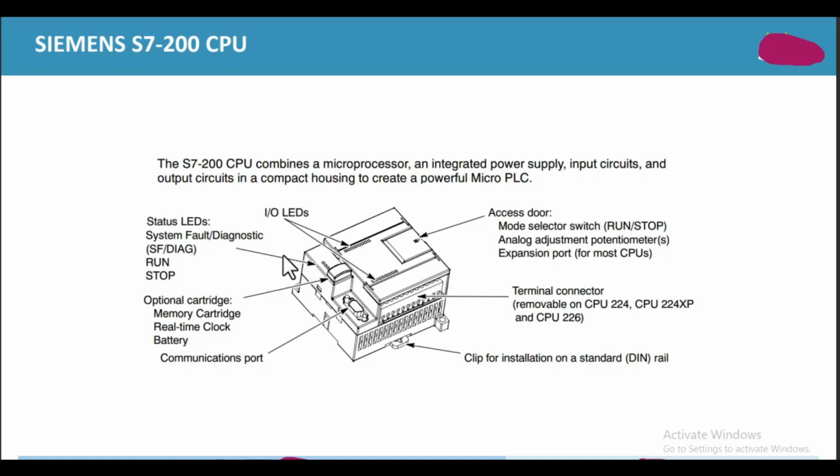These are the status LEDs which are used to monitor the run, stop or halt operation, and this is the optional cartridge: memory cartridge, real-time clock, battery. All these things are available in this cartridge. The communication port is this one. It is used for communication purposes or to transfer a program to the PLC. And this is a hook or clip for installation on a standard DIN rail.